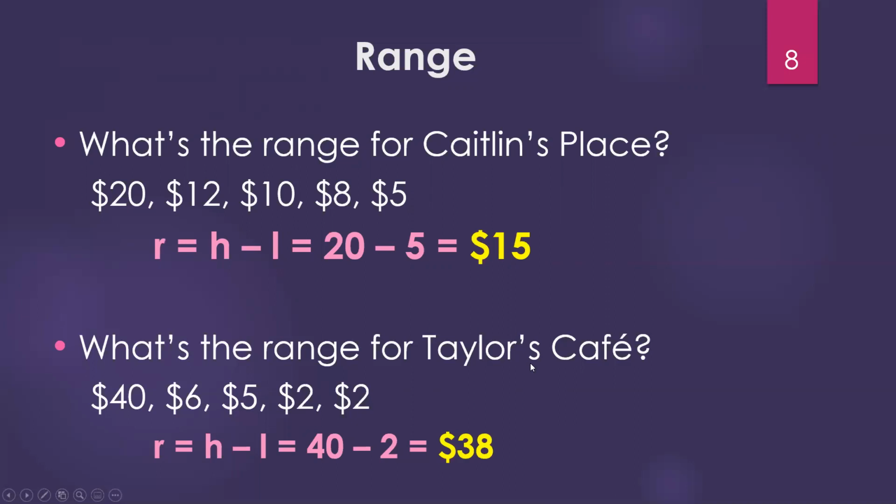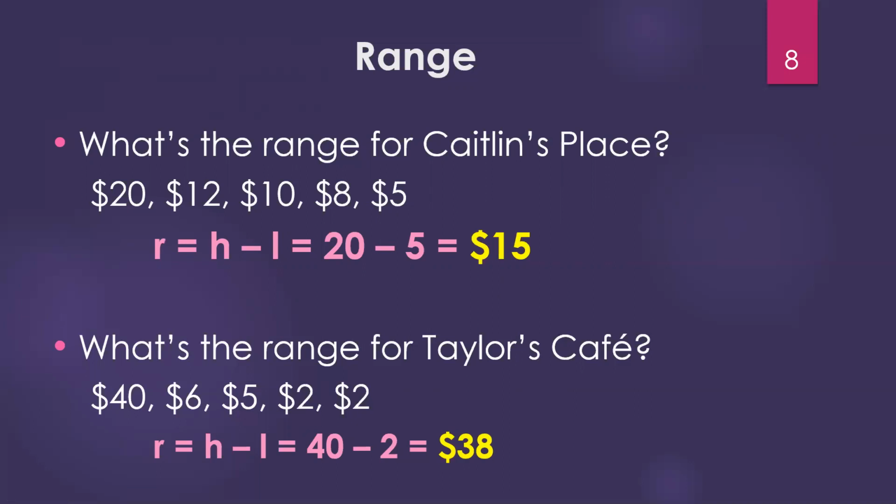Doing the same for Taylor's Cafe, our high value is 40, our low value is 2. 40 minus 2 gives us a range of $38 for Taylor's Cafe. So now we can tell our out-of-state friend, well, they both have the same average price, but Caitlin's Place has values that are kind of closer together, closer to that mean, whereas with a larger range, the values are a little more spread out, right?